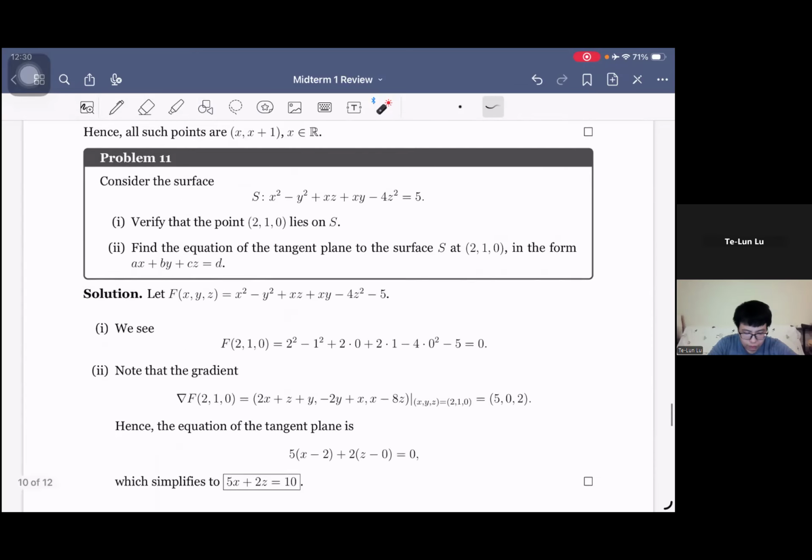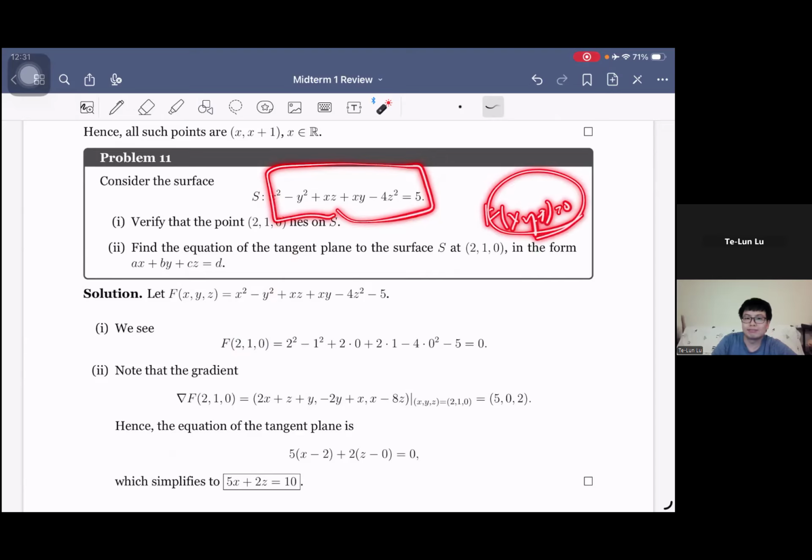All right. So for our last problem, problem 11, we have an implicitly defined surface x squared minus y squared plus xz plus xy minus 4z squared equals 5. So that is also a level surface of some function, right? The first problem is actually quite simple. We simply want to verify whether 2, 1, 0 lies on S. So you plug everything in and verify the equation is true. For convenience, I set up the function f of x, y, z by moving this 5 to the left-hand side. And so this surface can be represented as f of x, y, z being 0, right?